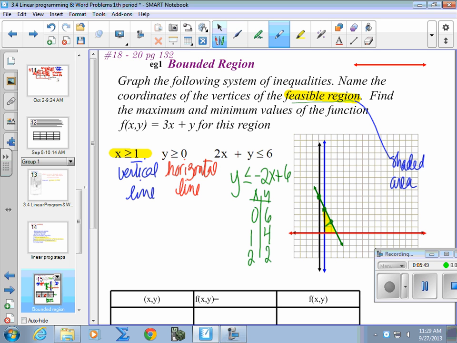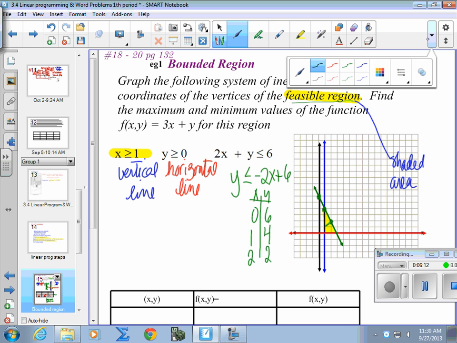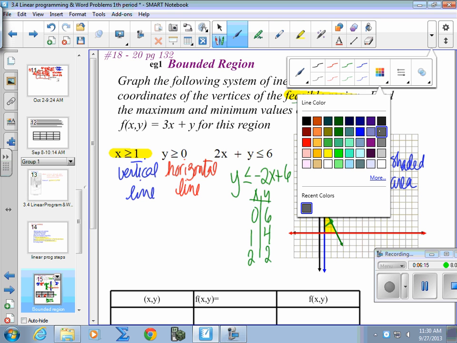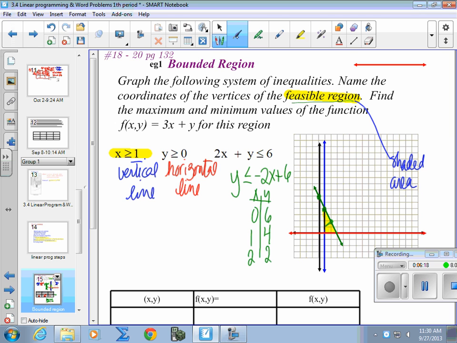I noticed on some of the tests that I have looked at, some people aren't finding the vertices correctly. The vertices are where the lines intersect to form a polygon. So we have this point right here. We have this point right here. We have that point right there, which would be the vertices of this triangle that we formed.